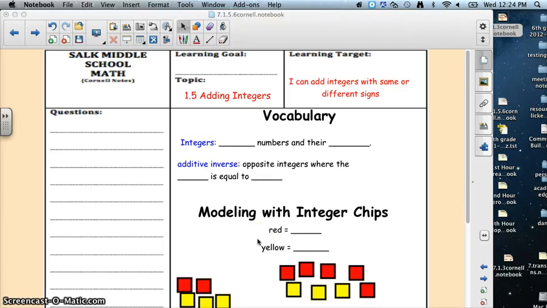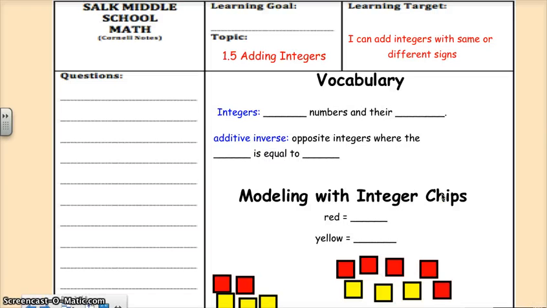All right, today we are learning about adding integers. And the vocab words that we need to know with this is the word integers, of course. If we're adding them, we need to know what they are, and additive inverse. So, integers, we defined it yesterday, we'll define it again. They are whole numbers and their opposites, also known as just positive and negative numbers.